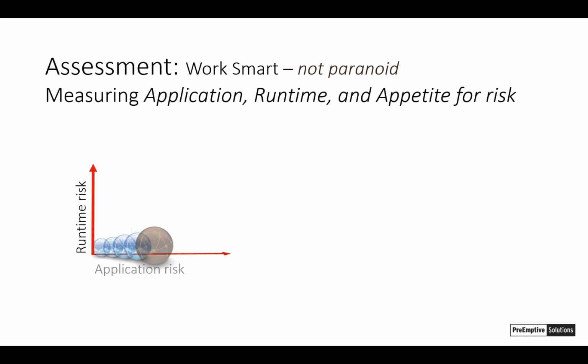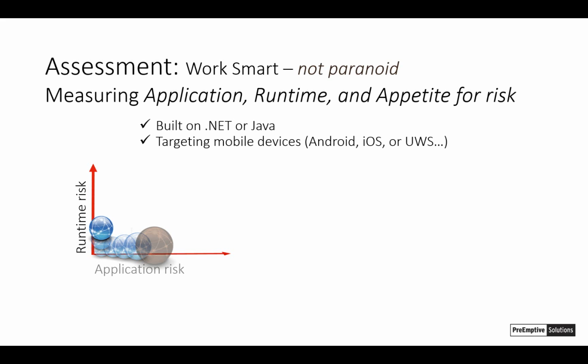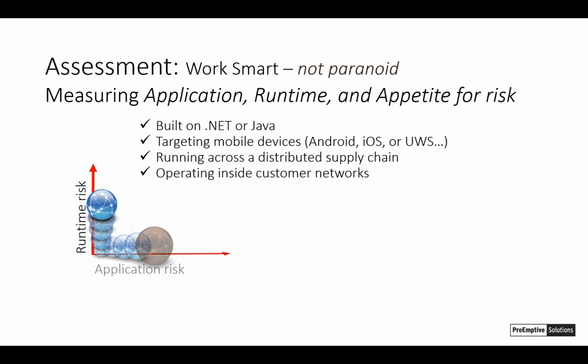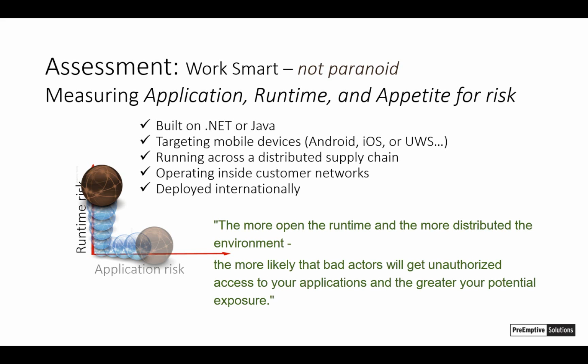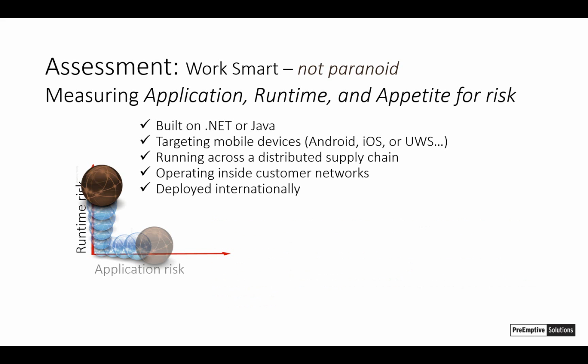Next comes the risks that flow from your application's runtime environment and your distribution channels. Is your app .NET or Java, or are you targeting mobile devices? Each of these platforms come with their own set of risk-based requirements. Do you deploy across a distributed supply chain or inside customer networks? Both risks and the exposure can increase significantly beyond your firewall. And finally, are your apps deployed across borders? The more open the runtime and the more distributed the environment, the more likely that bad actors will get unauthorized access to your applications, and the greater your potential exposure.